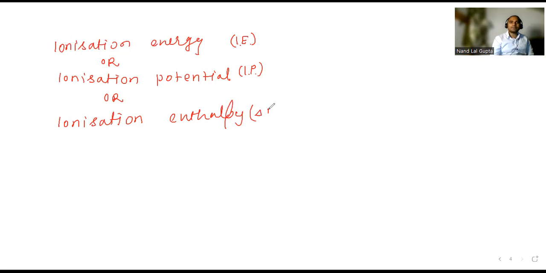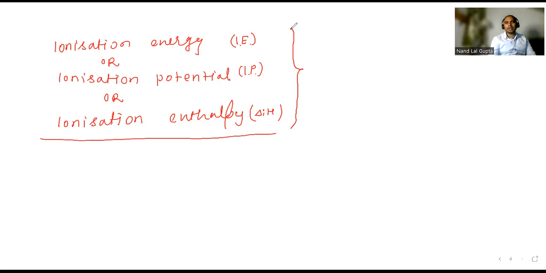Okay, very good. You try very well. See, there are the same names for ionization enthalpy. They can ask either ionization energy, that is IE, ionization potential, IP, or ionization enthalpy, delta IH. Delta I for energy in ionization, H for enthalpy. Got it? So they are all together, they are the same thing.